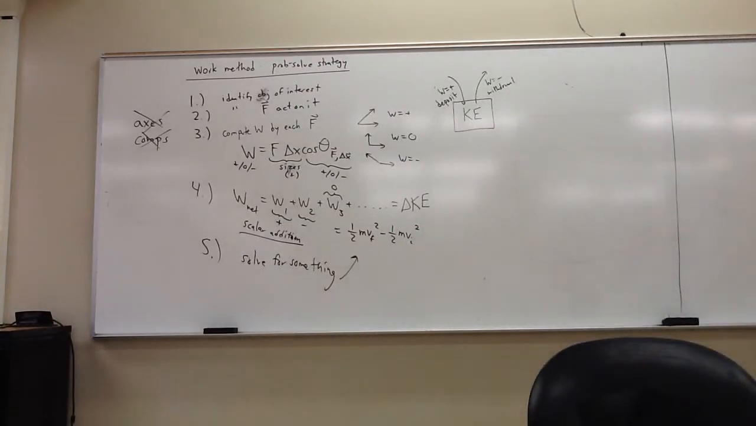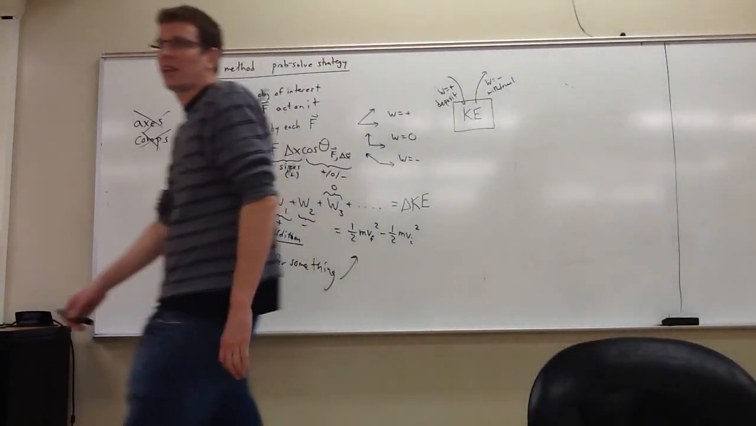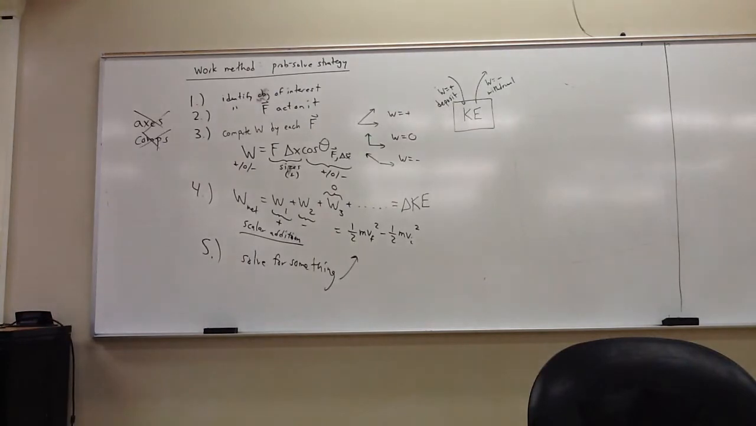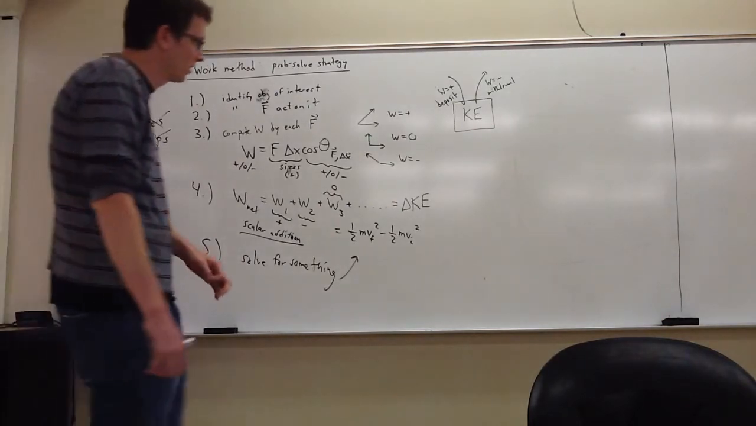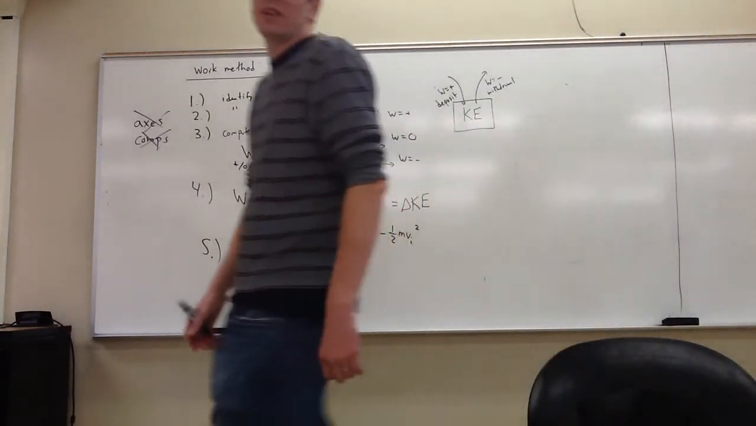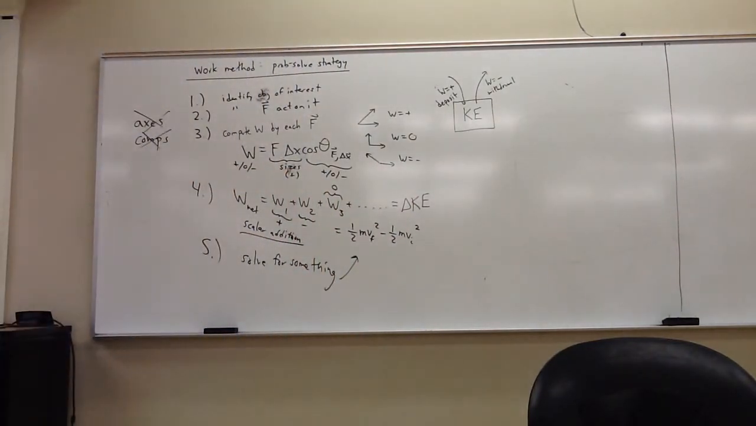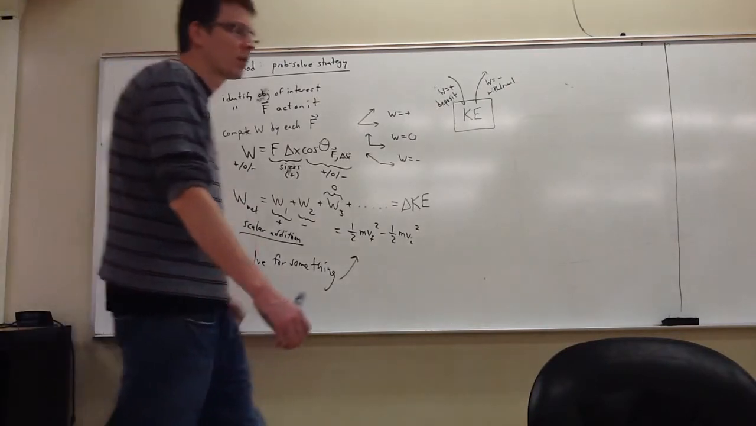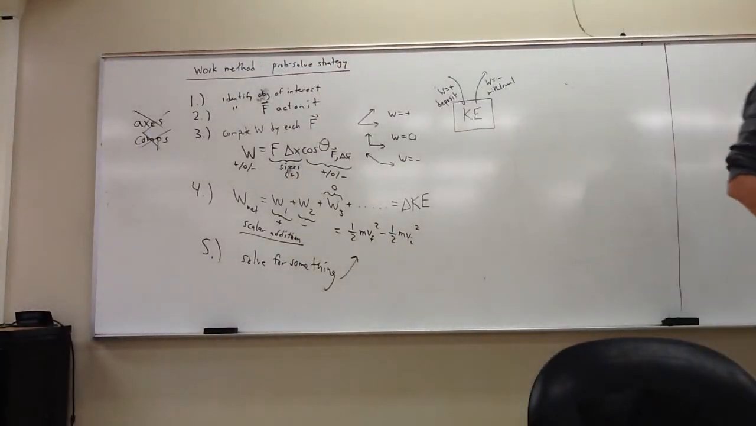So there's your work method problem-solving strategy. You're still accounting for all the forces that act on your object, but you're doing it in very different ways. You're going to say, do those forces either add kinetic energy, withdraw kinetic energy, or have no effect on the kinetic energy? And then whether or not you speed up or slow down will depend on if there's more kinetic energy added than withdrawn. Okay? So I'm going to do an example on this. Are there any questions before I do that?